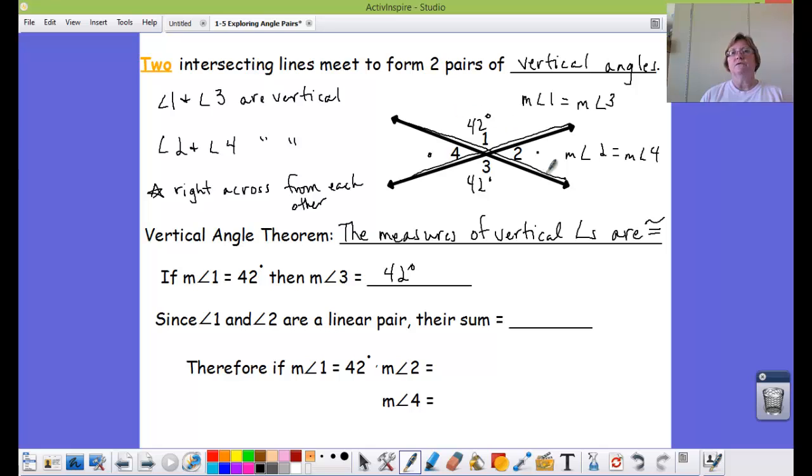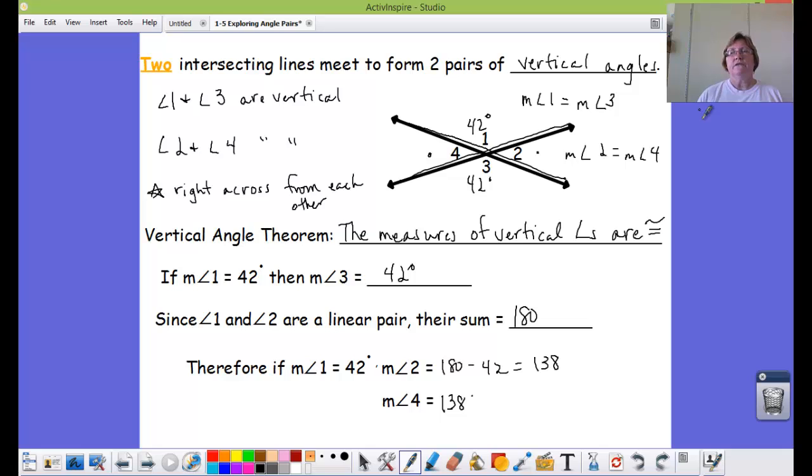Since angles 1 and 2 form the linear pair, that is, they are adjacent and their outside edges form a line, you can also find the measure of angle 2 by subtracting from 180. They equal 180. So if angle 1 is 42, then angle 2 must be 180 minus 42, which would be 138 if you do the subtraction. And since 2 and 4 have the same measure, 4 will also be 138 degrees. By knowing one angle in an intersection like this, you can find measures for all 4, and that's pretty important.